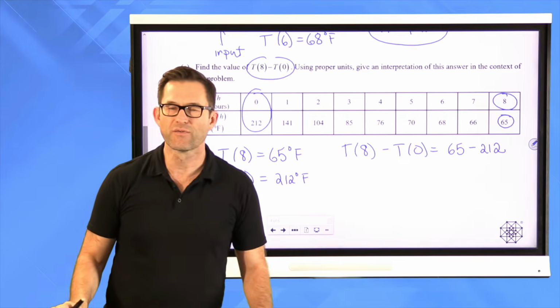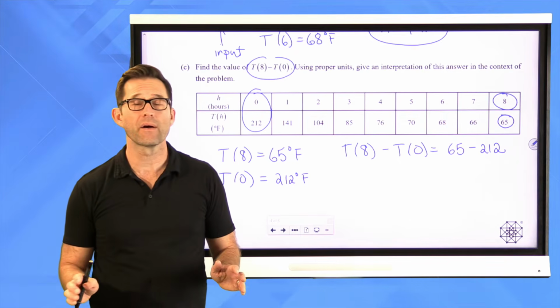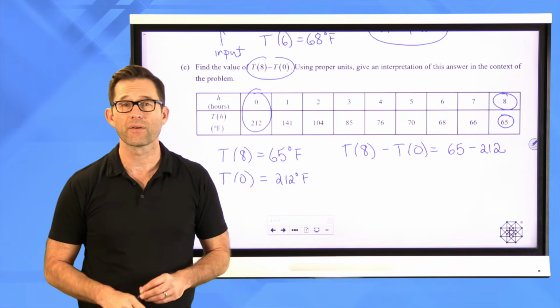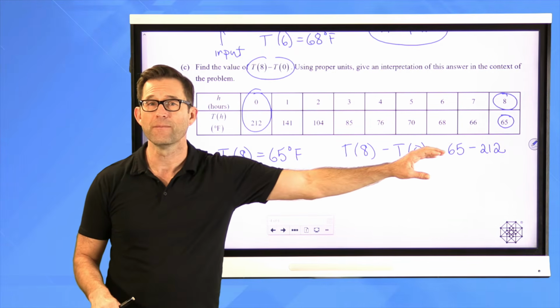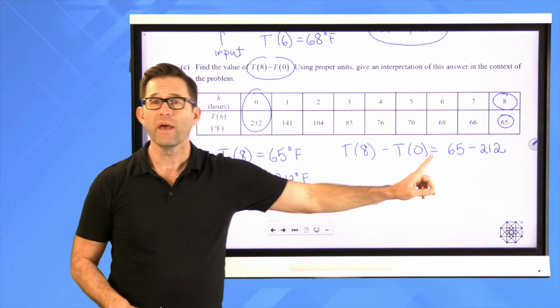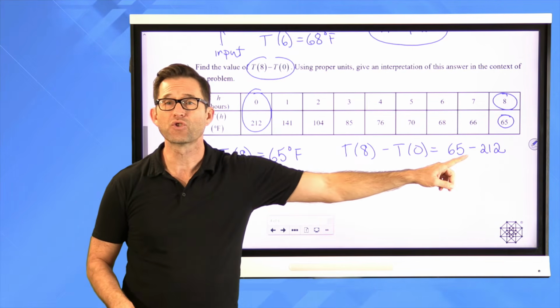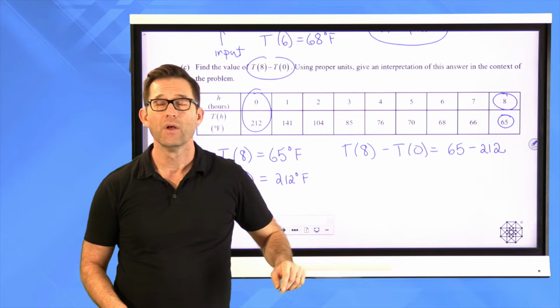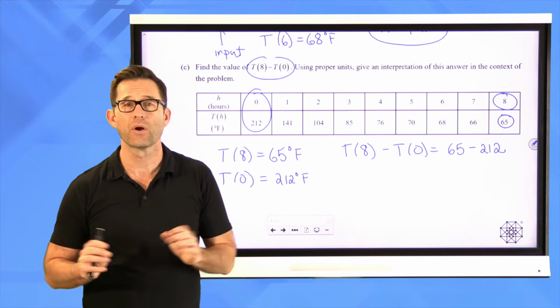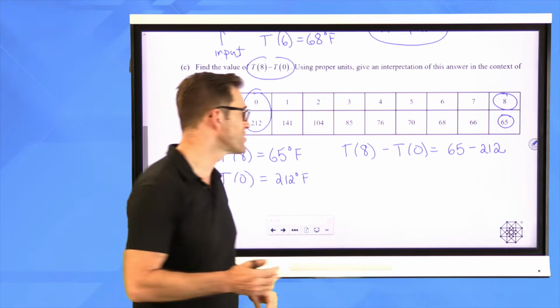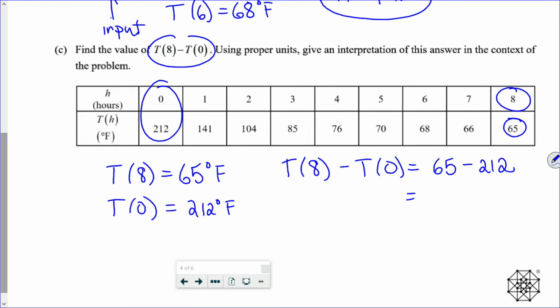Now, let's pause just for a second. I'm going to do this without my calculator, but of course, feel free to use your calculator at any point in this course to do this type of arithmetic. Keep in mind, though, we have a smaller number minus a larger number. Anytime you have a smaller number minus a larger number, you will always get a negative answer. And in fact, here I get negative 147 degrees Fahrenheit. So that's T of 8 minus T of 0.